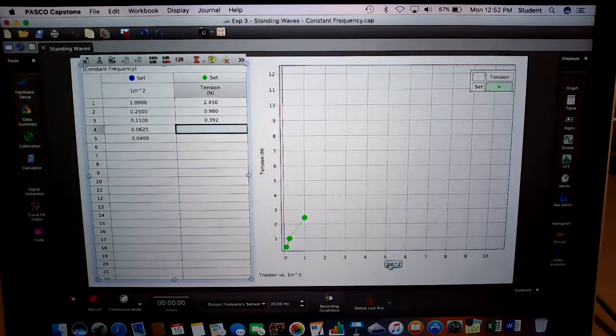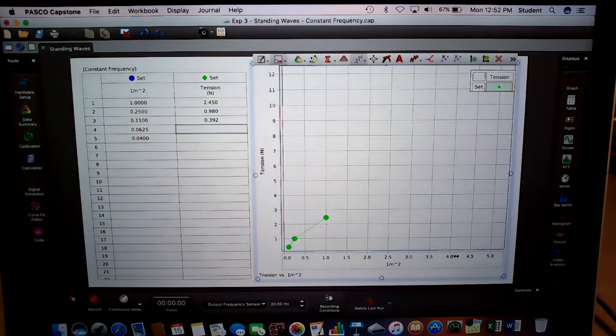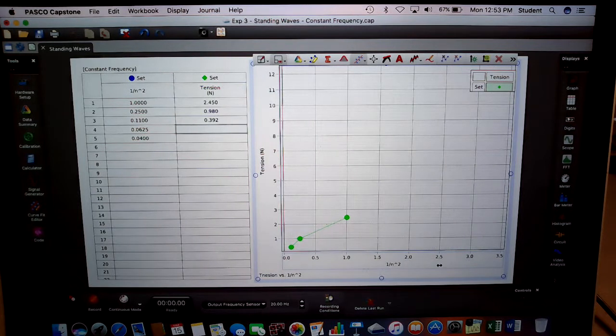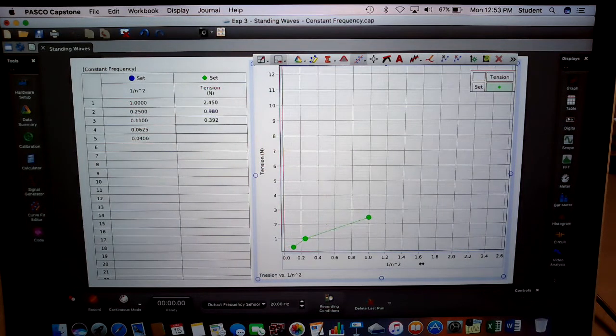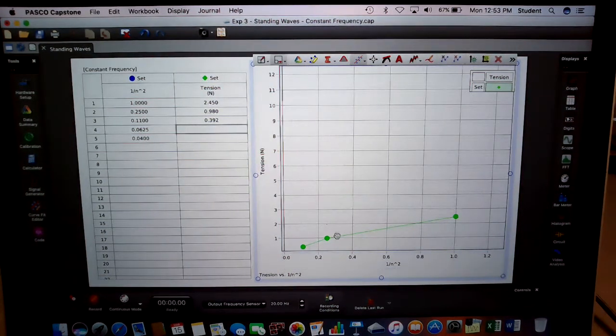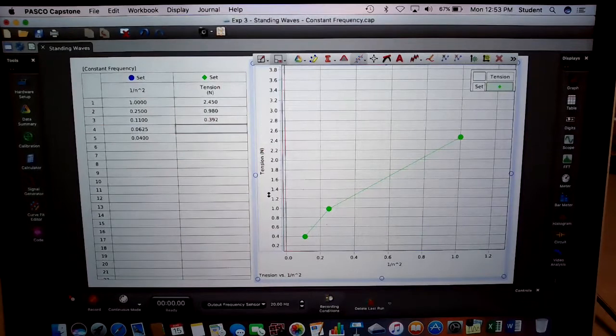Let me expand this graph, by the way, because I'm only going up to a 1/n squared of 1. So my x-axis isn't going to go beyond 1. So I can expand that axis this way, and I can expand the tension up this way. Not great, okay? But I can probably fit a straight line to that with those 3 points. Okay, let's go to the next one.